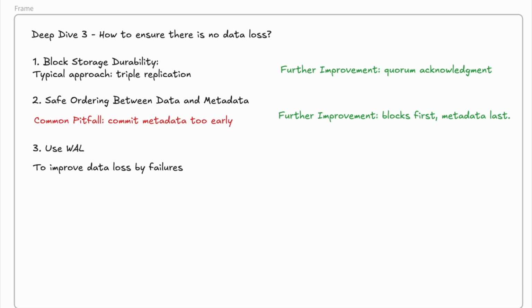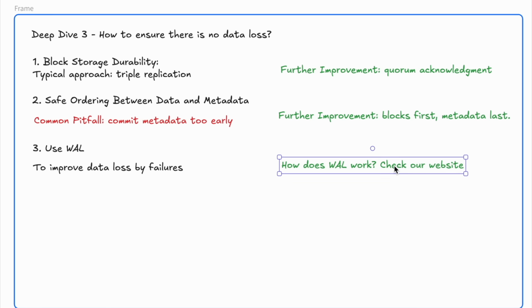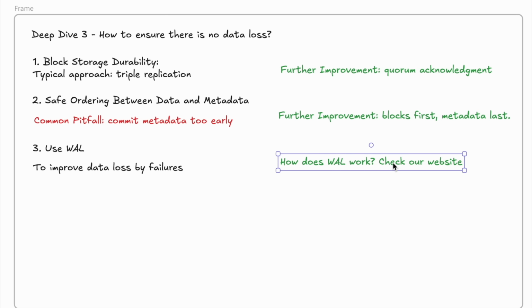Here's how a write-ahead log works. Before any real changes happen, the file service writes a log entry that describes its intent. For example, upload file /a/b.txt. This log is written to a reliable local or replicated store. Only after the WAL entry is recorded do we start uploading blocks and later commit metadata.